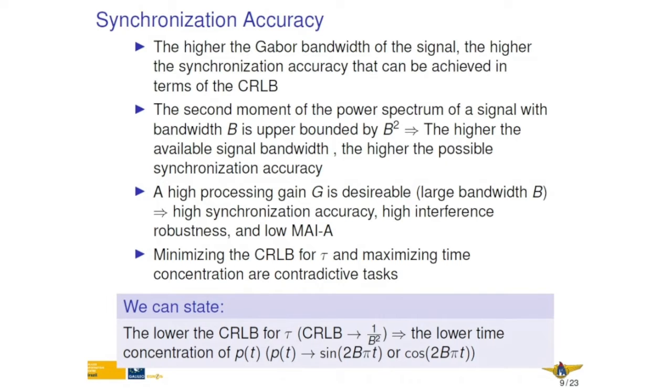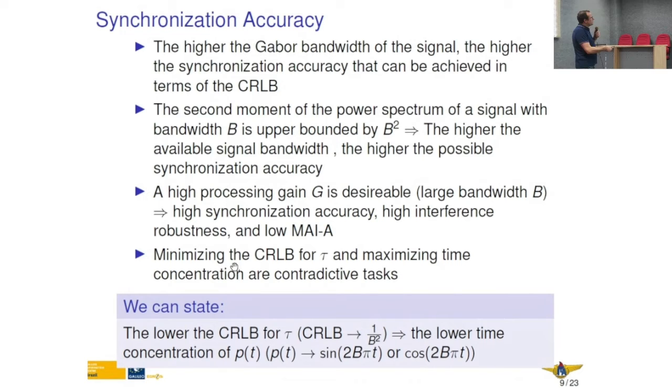But okay, it's costly, maybe not available, but in general it's good. Then, a higher processing gain is desirable, so for large bandwidth we also have high synchronization accuracy and high interference robustness. We also saw that if we have a higher processing gain, we also have low intra-system interference.